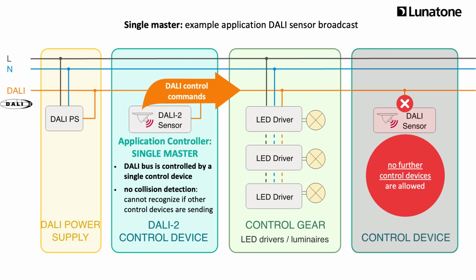What can be added are, for example, input devices or basic sensors that only send information upon request through polling or query commands. Typical examples for single master application controllers are DALI broadcast sensors, as shown here, DALI broadcast rotary dimmers, except the one from Lunatone, and most KNX DALI gateways. Again, the Lunatone KNX gateway is an exception.